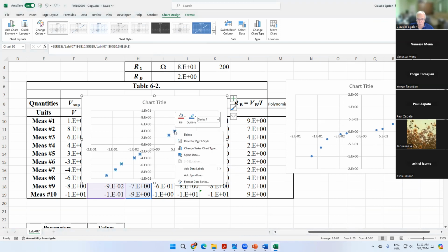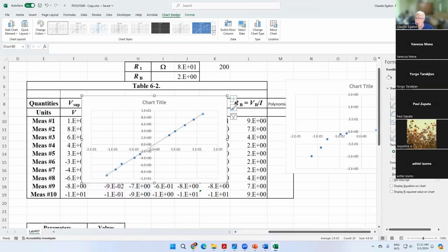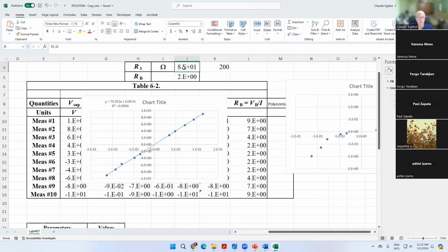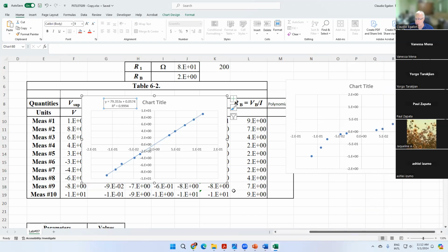And if I go ahead and put the trend line for this one here, what do I get? I'm going to get the resistance of my resistor, 79.353. Let's see, 79 versus 81, only 2% difference. Okay, 81 right in here, 79 right here. But the light bulb, because it's not an ohmic device, does not display this straight line that is displayed by resistors. You see kind of a third order polynomial here.